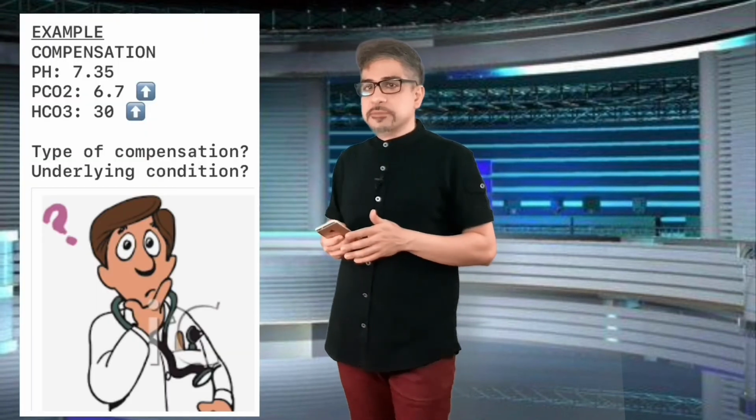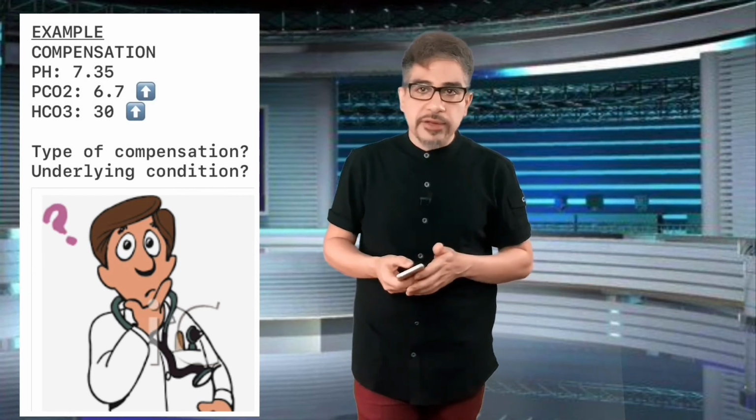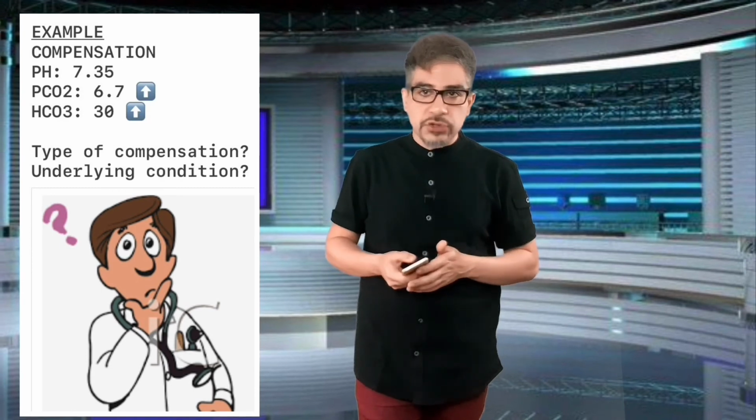The task becomes more difficult when the body successfully does some compensation and normalizes the pH, and you set out to determine the original pathology and the type of compensation. At this point, we need some clinical context to identify the initial pathology and the type of body's response in order to compensate. In the upcoming episodes, we'll talk about other components of the blood gas and their significance.